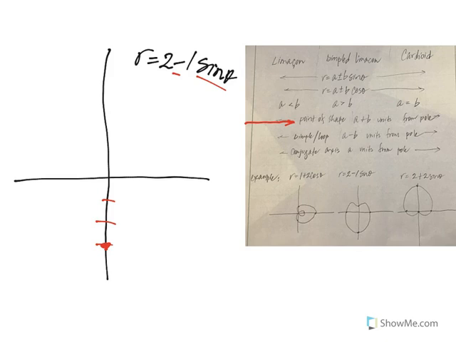I also know it's a dimpled limaçon. The dimple will be found by taking 2 minus 1. That is 1 unit. So dimpled limaçons are like inflated hearts. So it's on the opposite side of the pole. I'm going to have another point up here, 1 unit up.